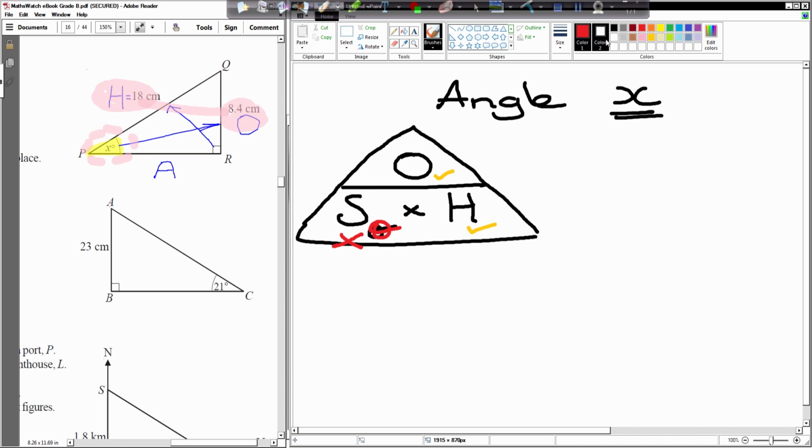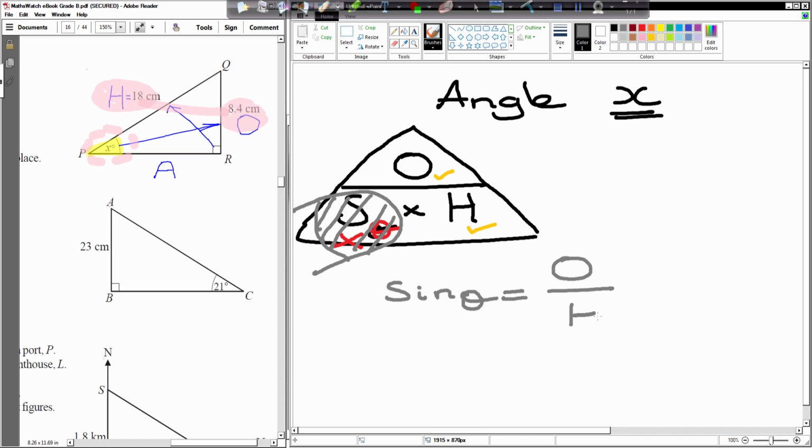So what we do now, as we said before, we get our finger or our thumb and we put it over this part of this formula, and that's how we work out the sine of the angle. So sine of the angle is equal to O divided by H. So it's telling us what to do, it's helping us. So we can write that down now: sine of my angle is equal to opposite divided by hypotenuse.